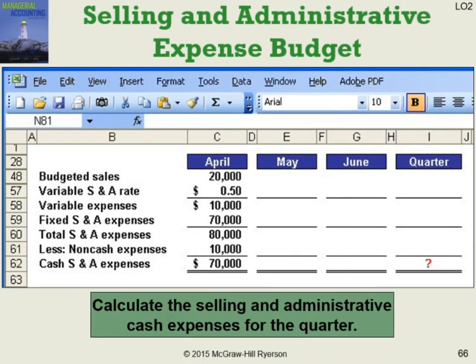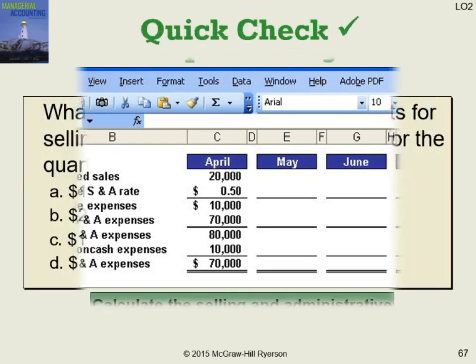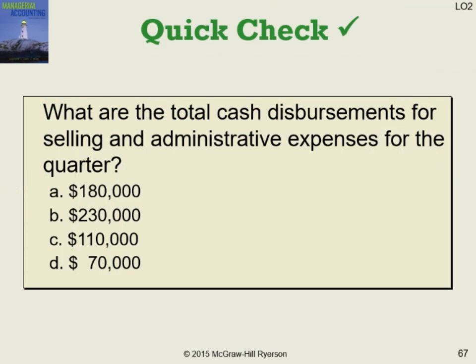So our budgeted sales, taken from the sales budget at the very beginning of this whole chapter, 20,000 in April times 0.5, or 50 cents per unit of sales, gives us variable expenses of 10,000. We have fixed expenses of 70, deduct the non-cash expenses, leaving us with 70,000 of total cash S&A expenses. So the quick check, we always were kind of expecting one of those. What are the total cash disbursements for selling and admin expenses for the quarter?